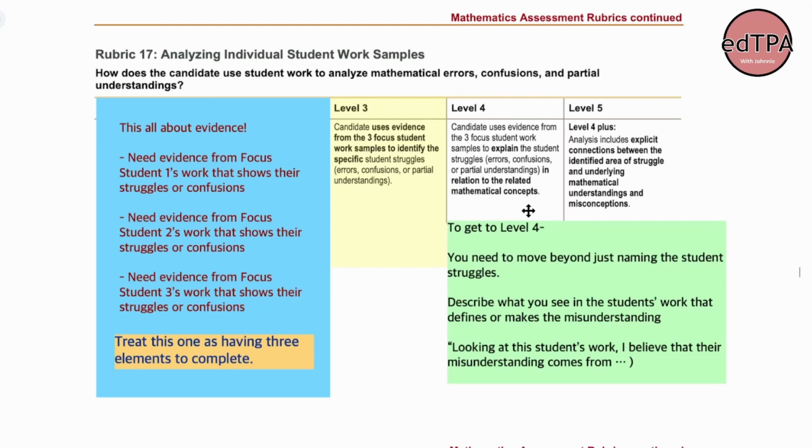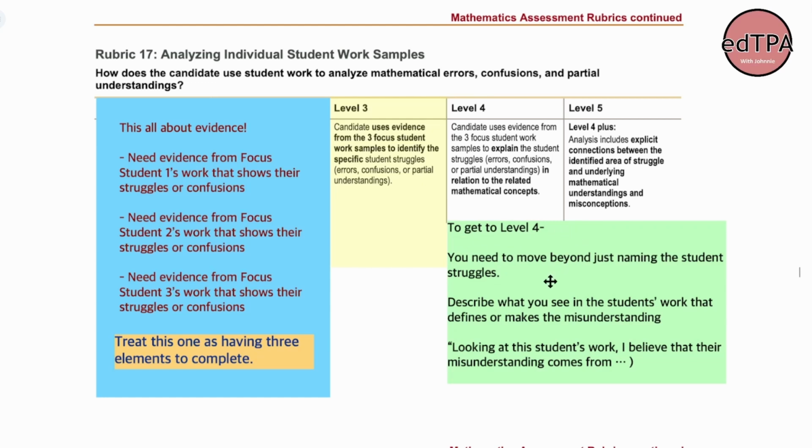To move to level 4, candidate uses evidence from the 3 Focus Student work samples to explain the student's struggles, errors, confusions, or partial understandings in relation to the related mathematical concepts. Okay, so level 3 is about finding evidence to identify the struggles. Level 4 is about explaining their struggles.